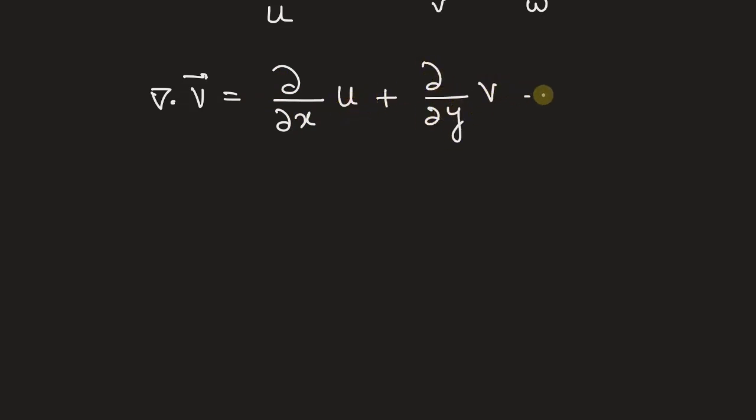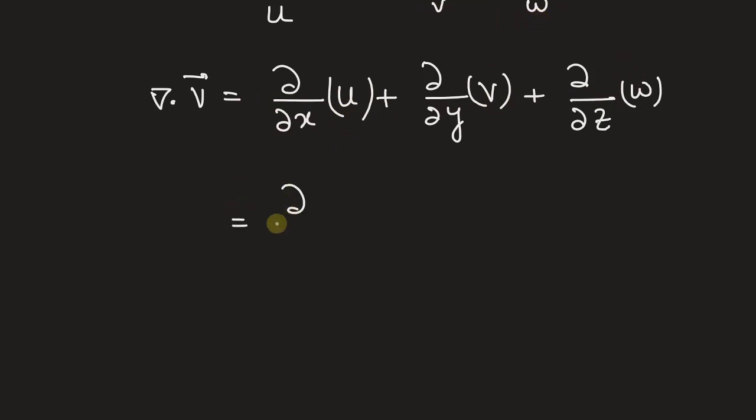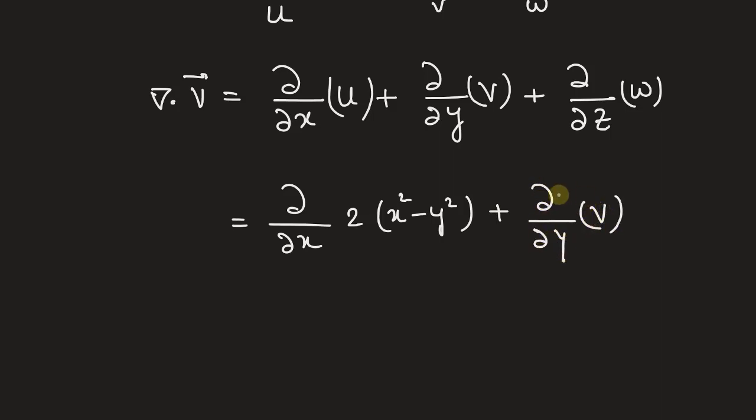Coming back to the problem, del dot V, that is divergence of velocity vector, can be written as ∂/∂x of u plus ∂/∂y of V plus ∂/∂z of w. Now let's substitute the values of u, V, w from equation number 3. So we have ∂/∂x of 2(x² − y²) plus ∂/∂y of V. V will remain as it is because the value of V is not given, which actually we need to find out, plus ∂/∂z of 3, and this divergence of velocity vector must be equal to 0.